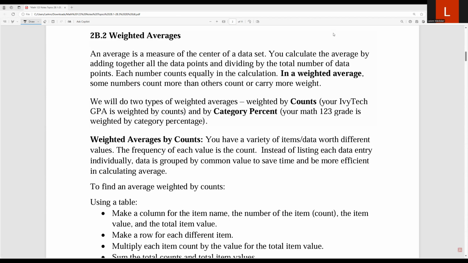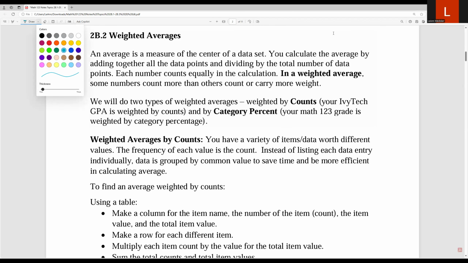So it says an average is a measure of the center of a data set. You calculate the average by adding together all the data points and dividing by the total number of data points. So that's what we just did in 2B1. Each number counts equally in the calculation if you do it that way. In a weighted average, some numbers will count more than others or carry more weight. So like in our class, our grade book is weighted because tests are worth more percentage-wise to your final grade than like quizzes or homework, okay?